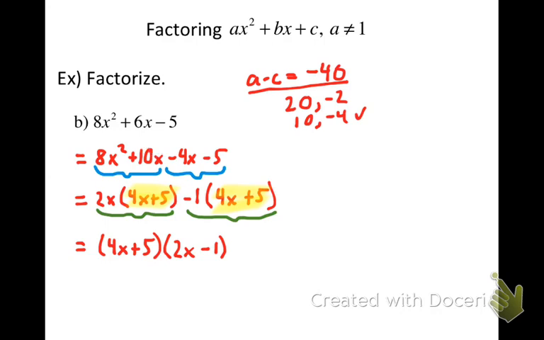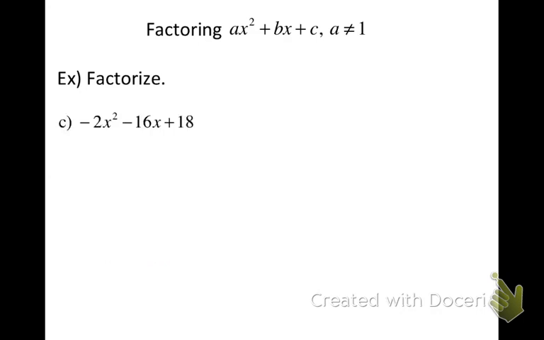All right, want to do one more example here. And this time what's going to happen is that the expression that I'm going to factor has a negative coefficient for its quadratic term. But that's not going to change our process whatsoever. We're still going to start by multiplying a times c. Negative 2 times 18 is going to be negative 36. And so now we want to find factors of negative 36 that add up to negative 16.